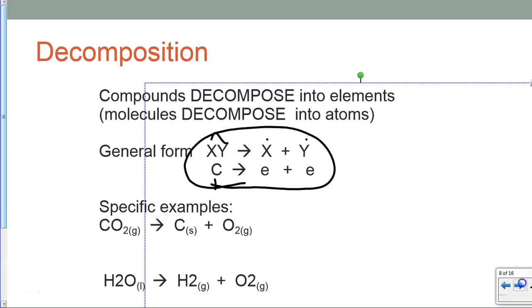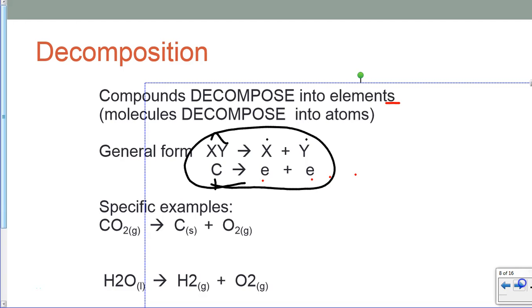Or, if we were to look at it with more appropriate letters, we have a single compound as a reactant. That single compound will form elemental products. And the reason that I would say elemental products, or elements, is that you will make exactly how many you need. It's not always 2. If the compound had 4 elements, you would have 4 products.